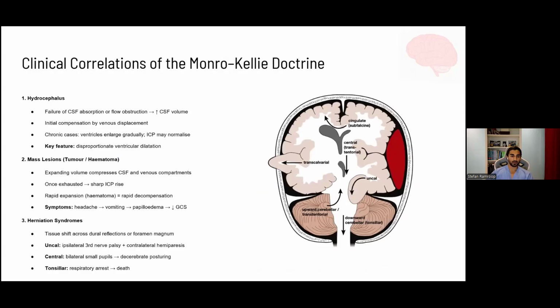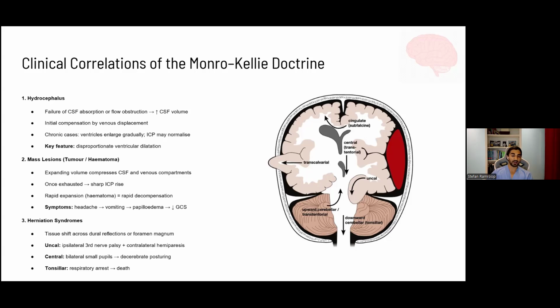So just clinically correlating the Monro-Kellie doctrine, let's say you had a patient with hydrocephalus, where your CSF outflow is obstructed or your absorption fails, your CSF accumulates and the volume rises. At first, your venous blood is displaced to keep your ICP stable. But over time, the ventricles will enlarge to accommodate the extra fluid. And that's where you can get patients with chronic communicating hydrocephalus, and they have large ventricles and only modest pressure elevations because the system has compensated structurally.